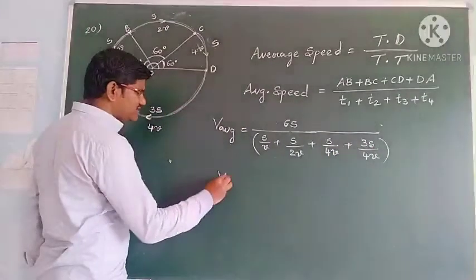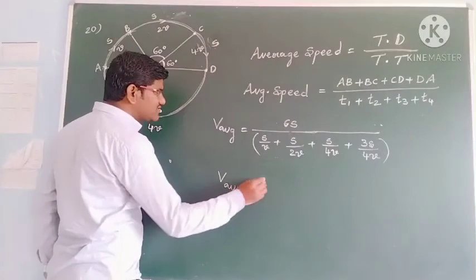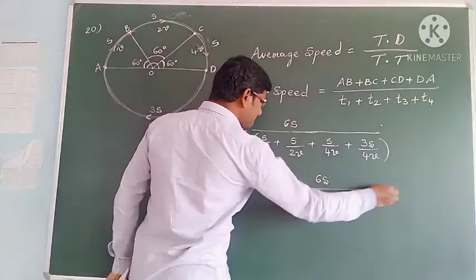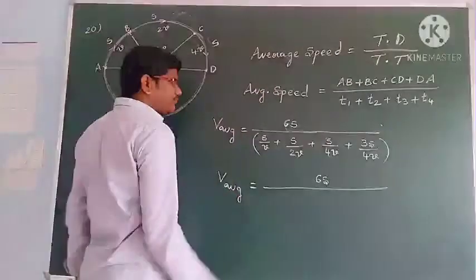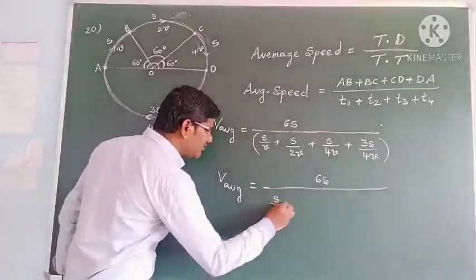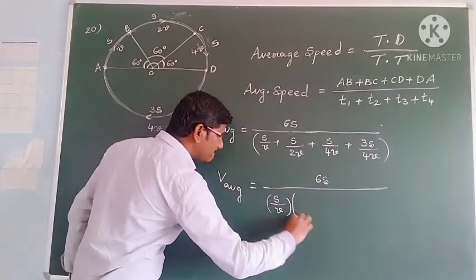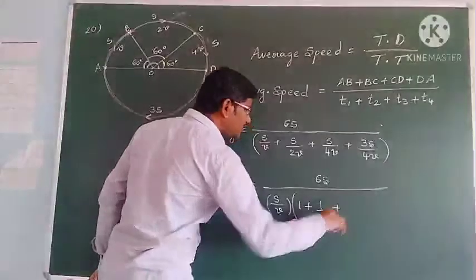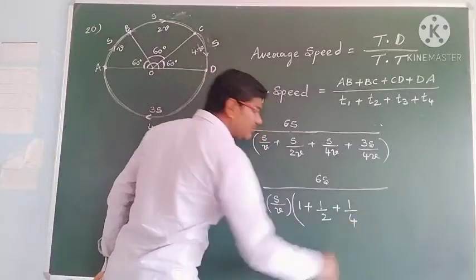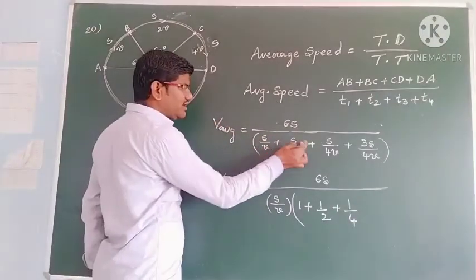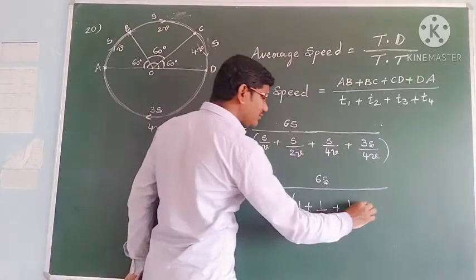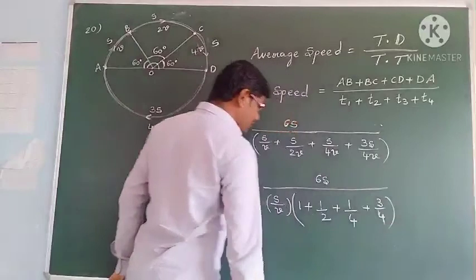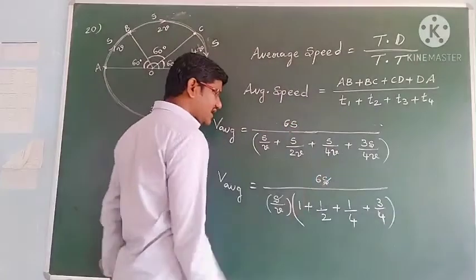Then V average is equal to total distance 6S divided by the total time. Take S by V common in every term: 1 is left, then 1 by 2, then 1 by 4, plus 3 by 4. Okay students, then S gets cancelled.